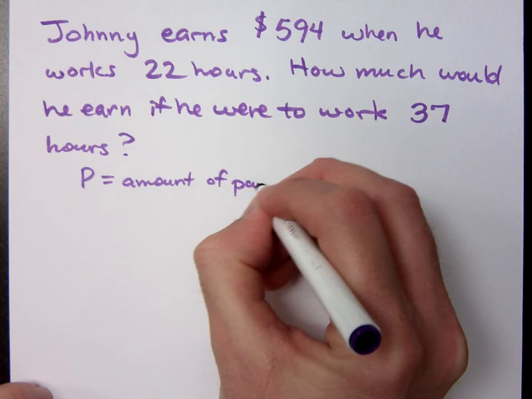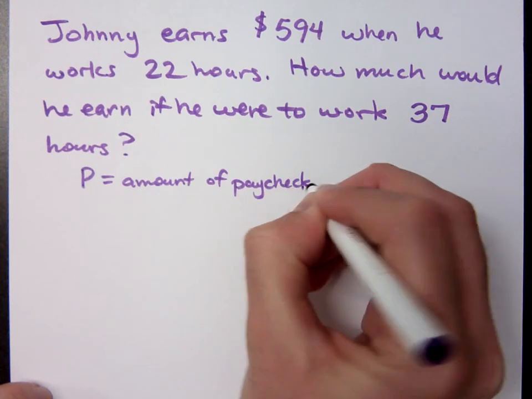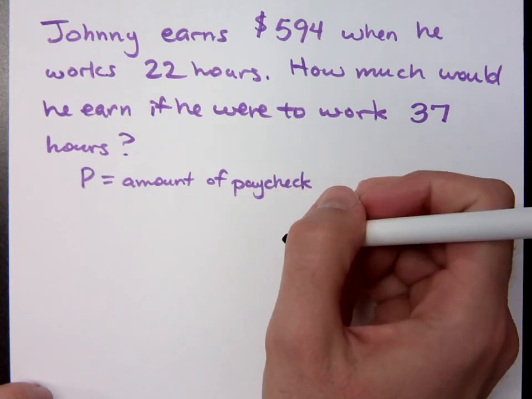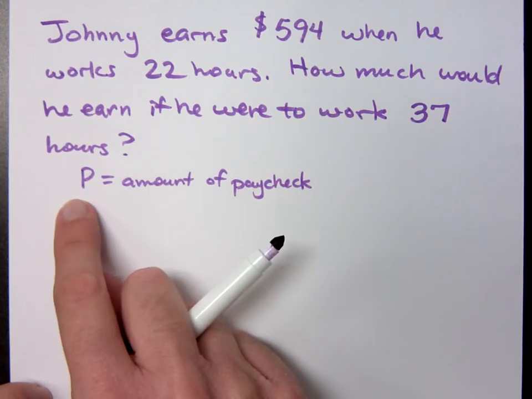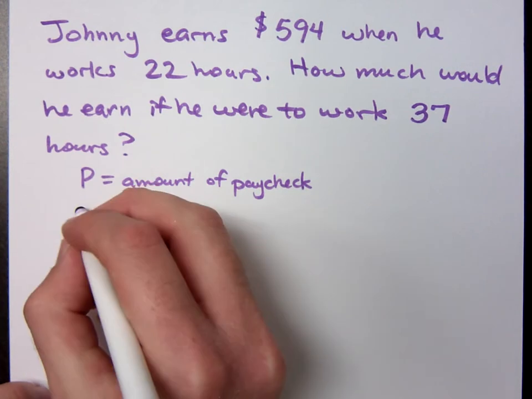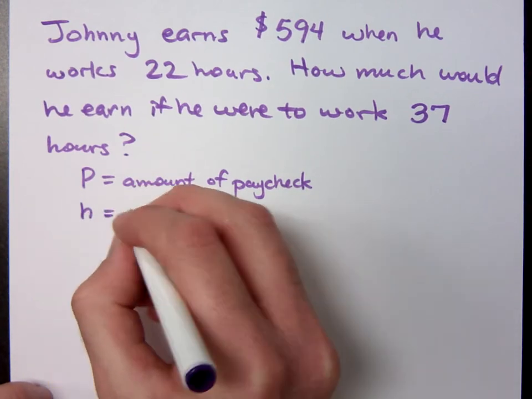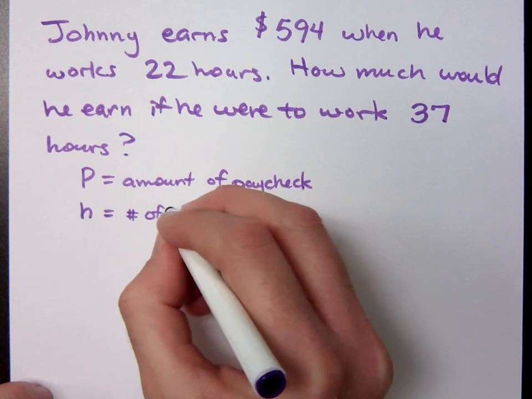the amount of the paycheck, because that's going to vary, right? What else is variable? The money earned is your P. That's the amount of your paycheck. But what else? The hours. Hours varies, right? So I'm going to use H here. Let's set H equal the number of hours.